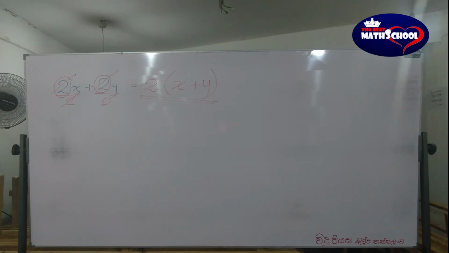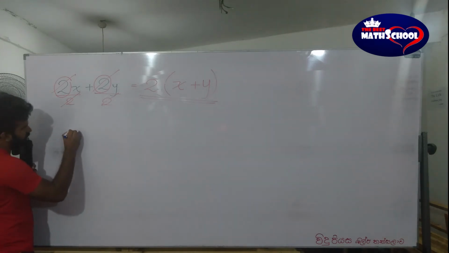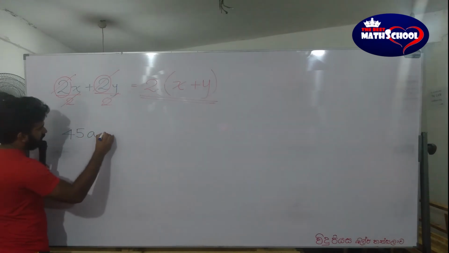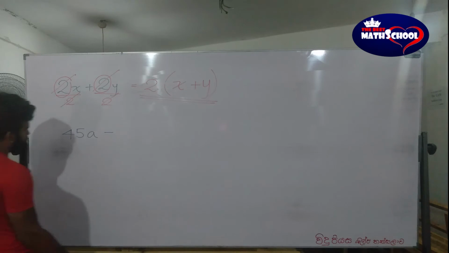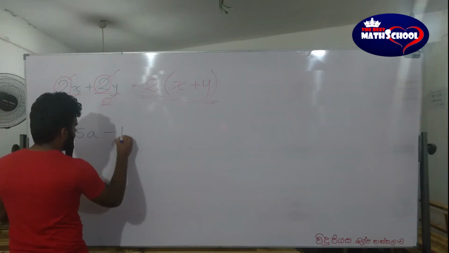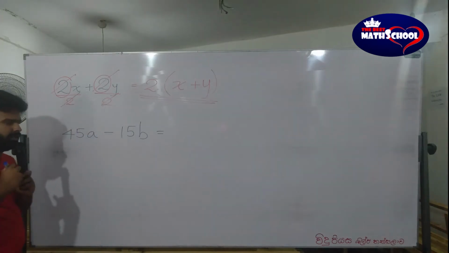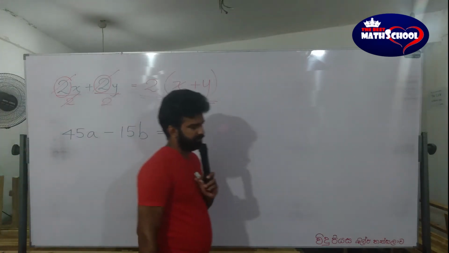Right. So I move to the next part. I take an example like this: 45a minus 15b. Right? Now listen to me carefully first.